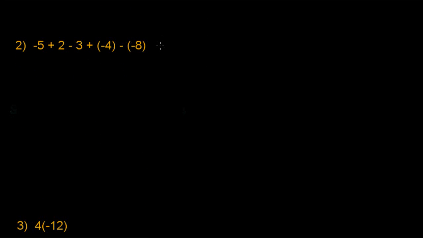The next problem has a number of negative and positive numbers and some addition and some subtraction. So let's rewrite and change all subtractions to additions. So first we just write negative 5, plus 2, and there's our first subtraction. So let's change that to plus a negative 3, and then plus negative 4, not a subtraction there, just plus negative 4. And then the next one is a subtraction, so we're going to rewrite that as add, and the opposite of negative 8 is positive 8.